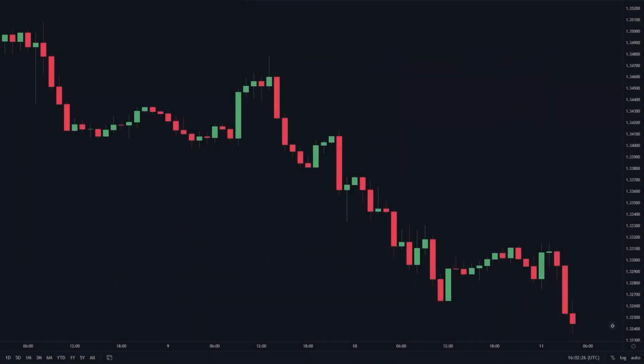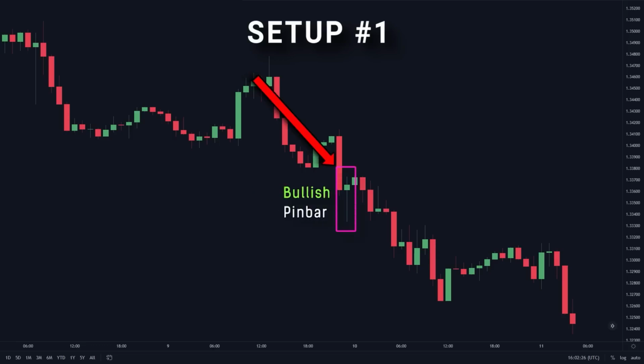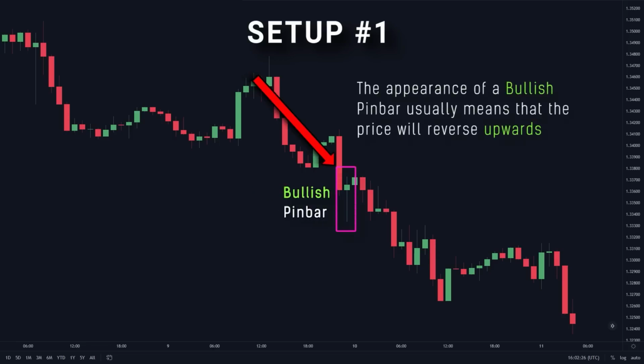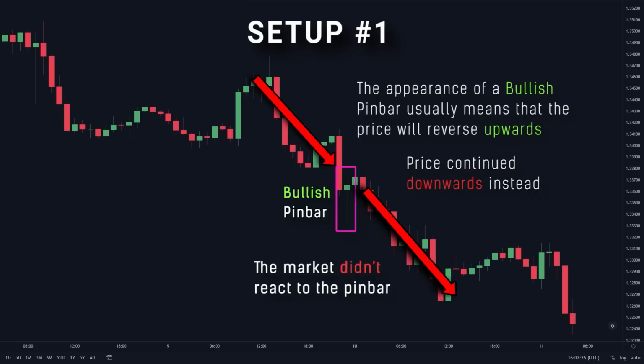So, let's first look at setup number 1. In this chart, we can see that the price was moving downwards before a bullish pin bar appeared. Now, the appearance of a bullish pin bar usually means that the price will reverse upwards. However, in this particular example, instead of reversing upwards, the price continued moving downwards instead. Which means in this setup, the market did not react to the pin bar at all.